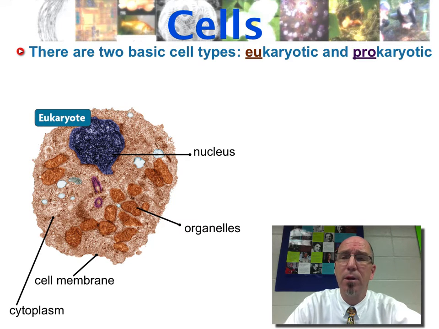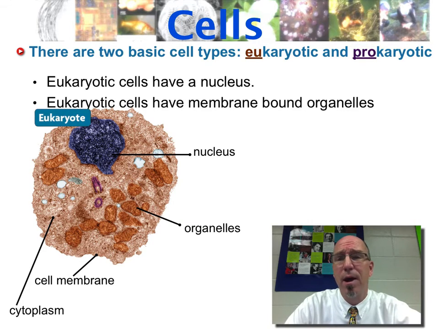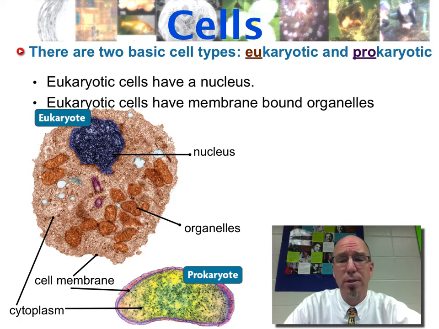Here's a typical eukaryotic cell. It has a membrane. It has cytoplasm, things all cells have. But it also has some smaller structures inside called organelles. The organelle that happens to be labeled there is mitochondria. You can see there are a variety of mitochondria in there. It also has a nucleus where the DNA is located in chromosomes. So they have a nucleus, and they have membrane-bound organelles, which means they're surrounded by membranes.